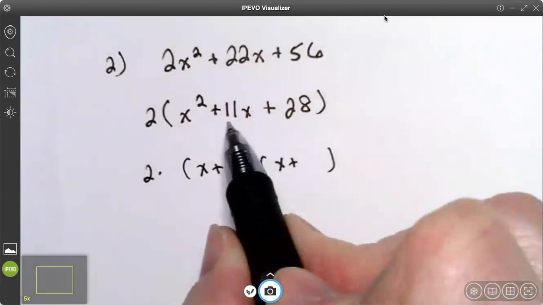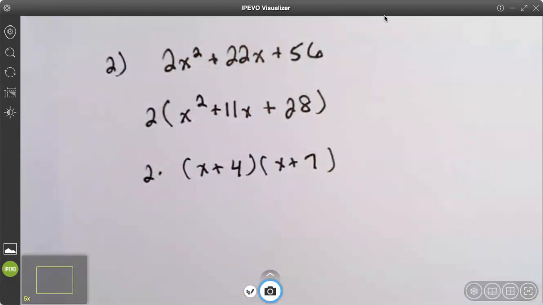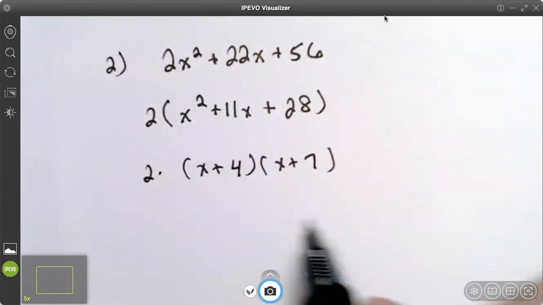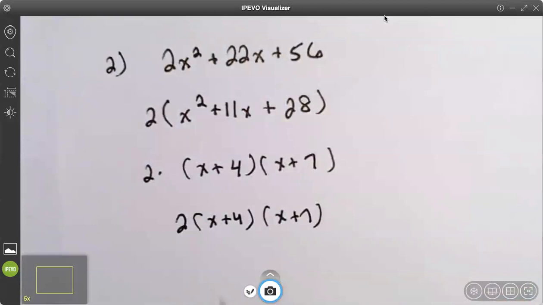Let's see, 7 times 4 is 28. 7 plus 4 is 11. So let's do that. 4 and 7, or 7 and 4, doesn't matter. I didn't swing anything. So this is my answer. 2 times x plus 4 times x plus 7. And of course, the x plus 7 could be here, the x plus 4 could be there. There's your answer.